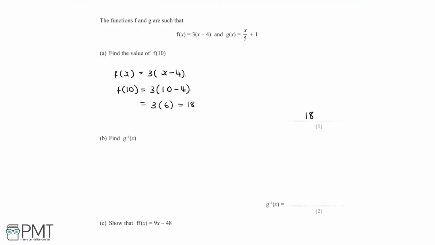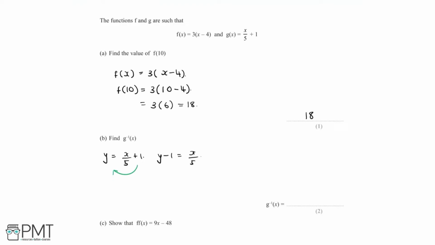Now in part B, we need to find the inverse function of g. And so we have g(x) is equal to x/5 + 1. Now to find the inverse function, we're going to say that y is equal to x/5 + 1. And now we want to make x the subject of this formula. Now we can start by moving the 1 over to the other side. And so we'll have y − 1 is equal to x/5.